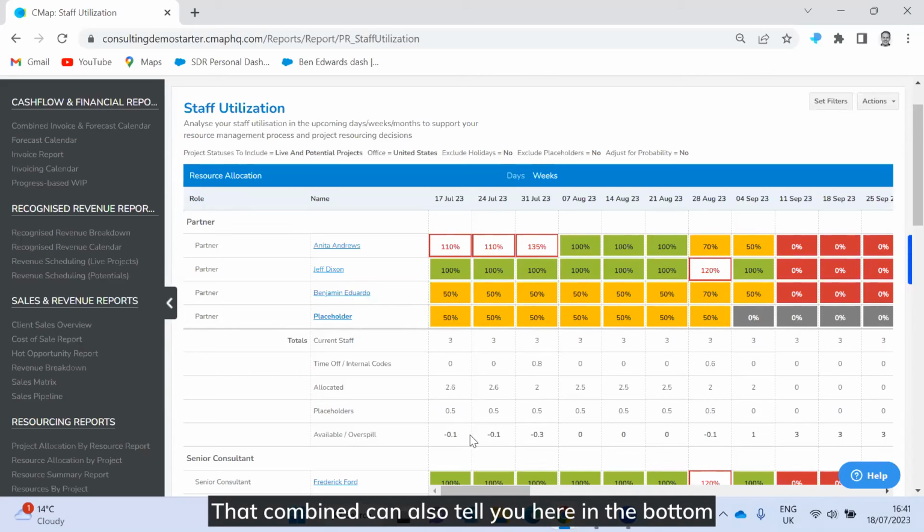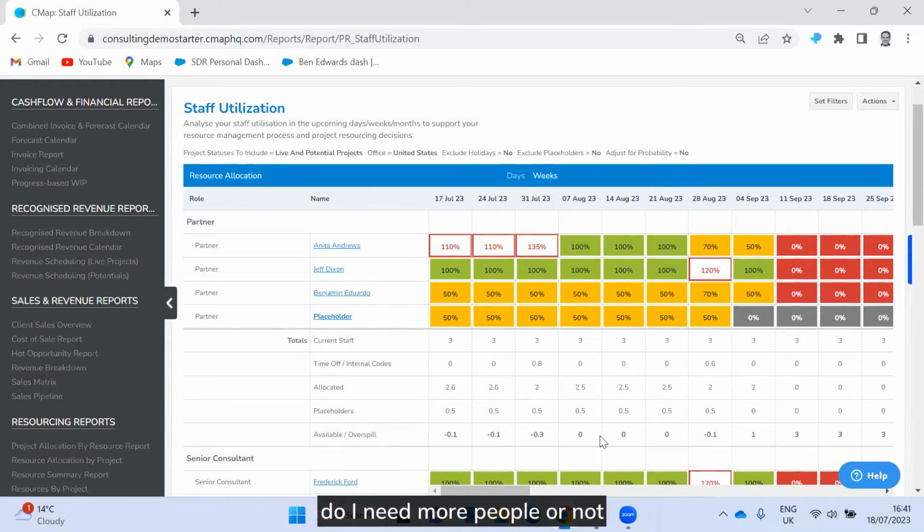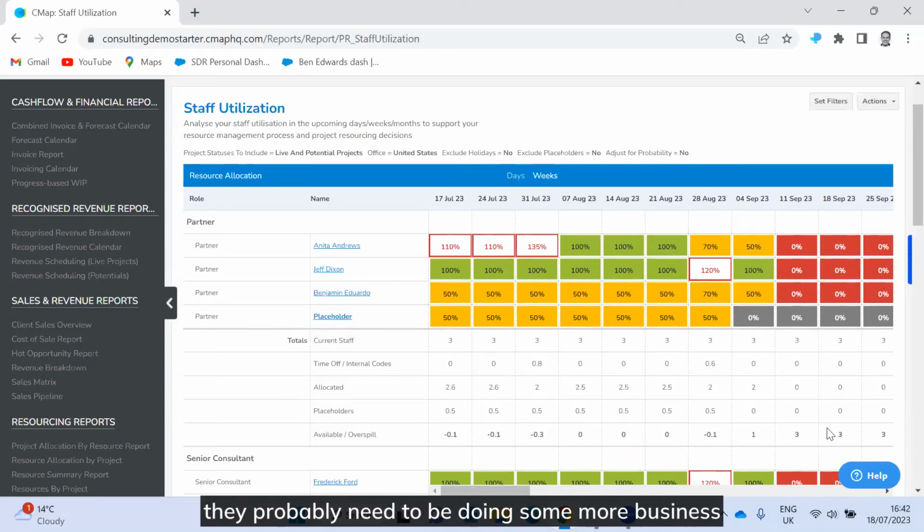That combined can also tell you here in the bottom row where it says available overspill, do I need more people or not in the coming weeks and months? Now, if you're making big strategic level hiring decisions, this is a go-to report. In this scenario, we can see for partners in this firm, there's actually not much change in available overspill for the coming weeks. But come mid-September, there's lots more capacity. So if their sales cycle is anything longer than a couple of months, they probably need to be doing some more business development and shaking some trees.